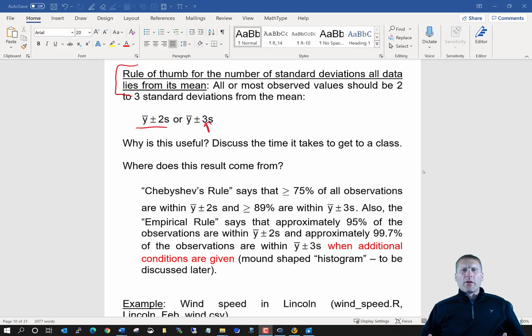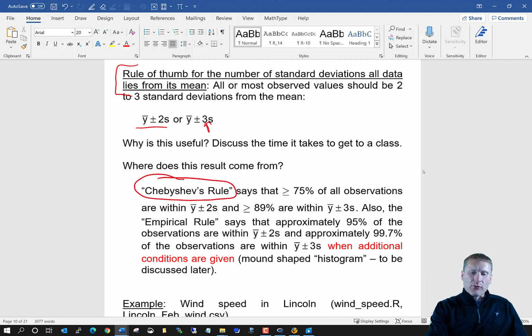Well, where does this rule of thumb come from? Actually, it comes from two other rules. The first one is Chebyshev's rule. Chebyshev, if I remember right, was a Russian mathematician a long time ago, and sometimes you'll see different spellings of his name. What Chebyshev's rule says is that at least 75% of all observations should be within 2 standard deviations from the mean. And at least 89% of all observations, and this is actually no matter what, should be within 3 standard deviations from the mean.